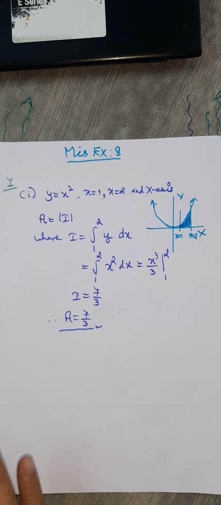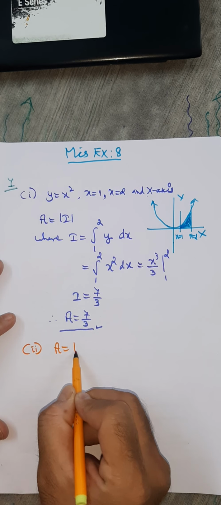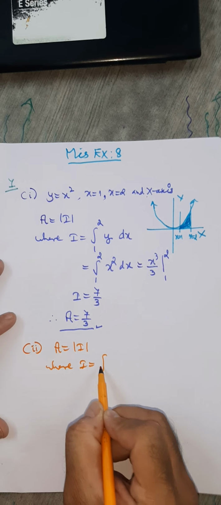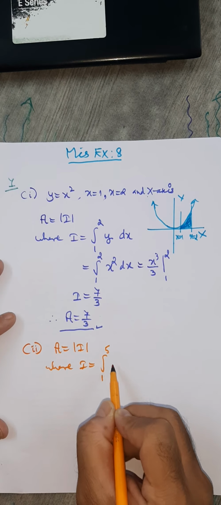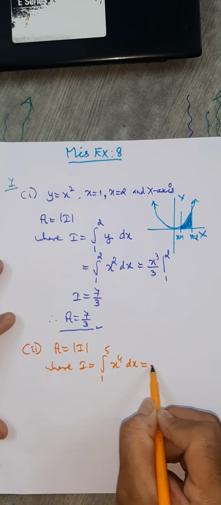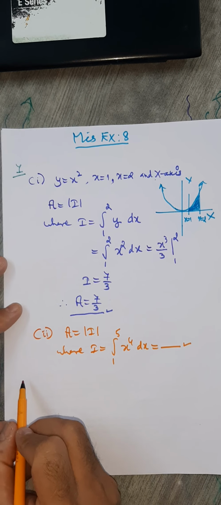Okay. What about the second sub question? Same, you can just do the same way. Area equals to modulus of I, where I is integral from where to where? 1 to 5 y dx, that's x raised to 4 dx, and just complete it. Think about which is the required region here.